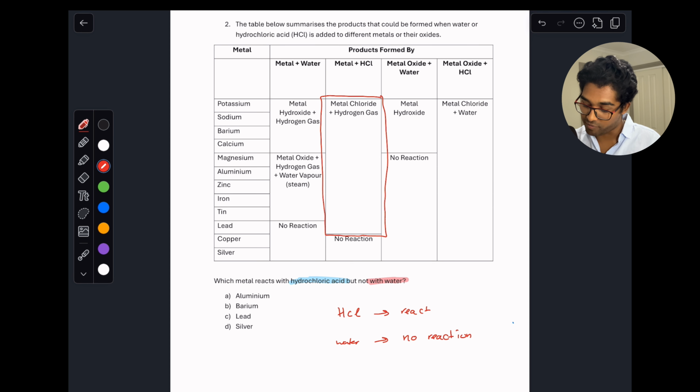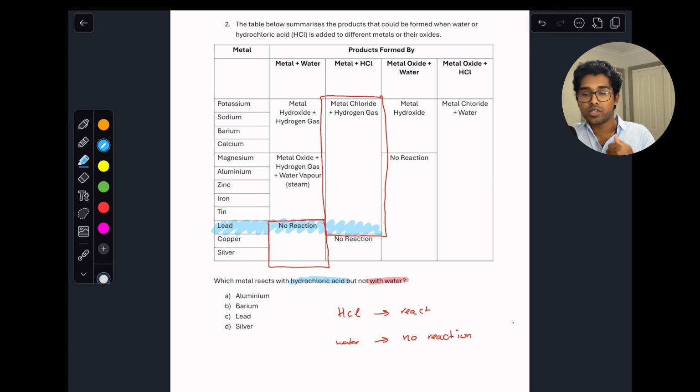Let's look at the next one. We have water. Which one doesn't react with water? So we're looking at this column now, metal and water. It's the no reaction segment. So what's in common between both these regions? Lead. Okay, so the answer here is just going to be lead.